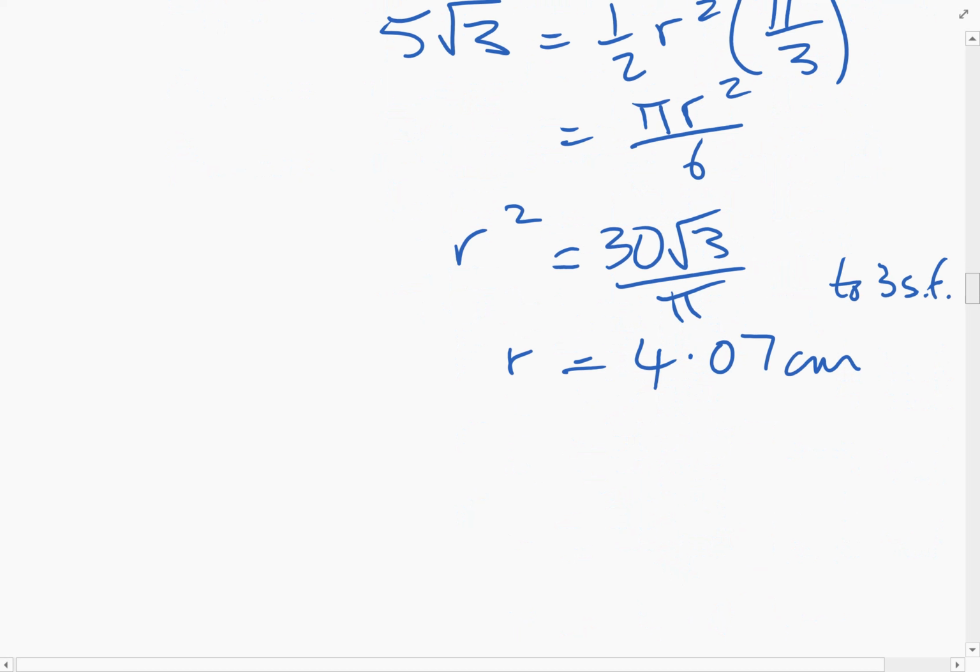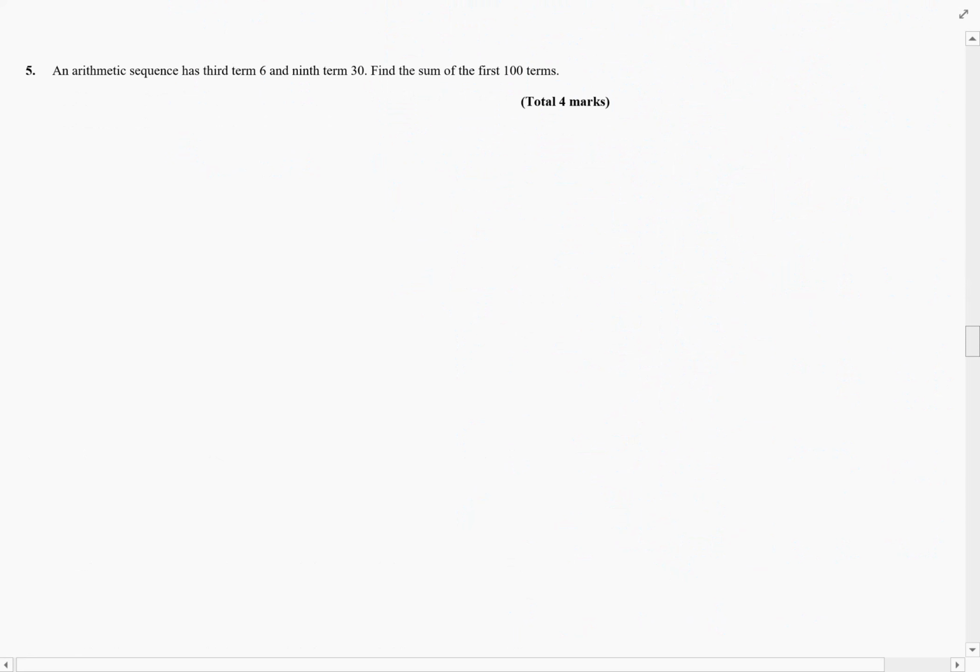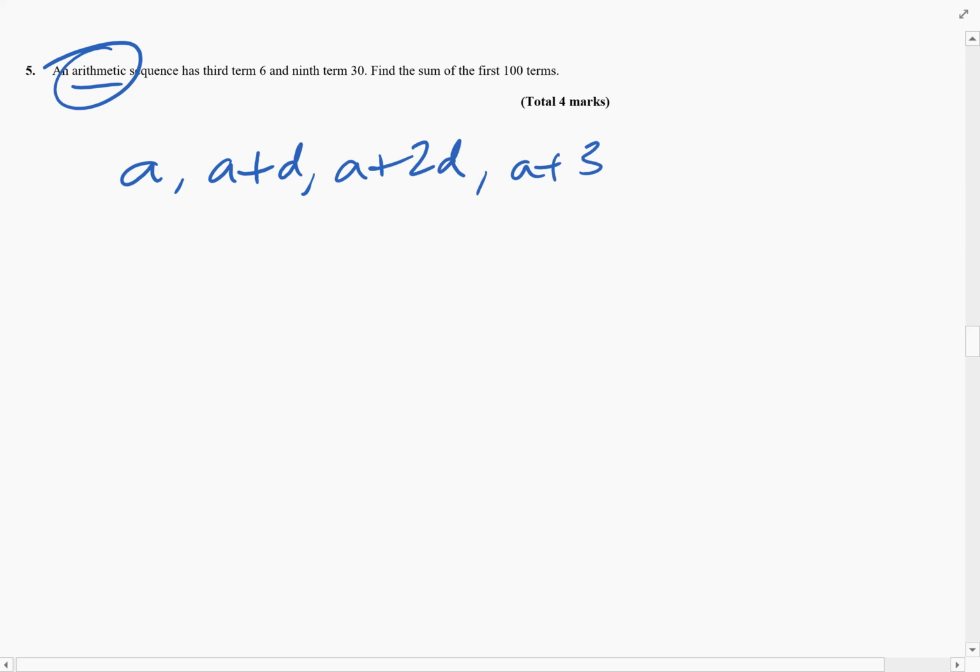Next question, number 5. Arithmetic sequence. For arithmetic sequences, I like to write out the terms. So the first term is always a, the second term is a plus d. Next term, always read the question really carefully. Some scripts I marked had done a geometric sequence here. The third term is a plus 2d, the fourth term is a plus 3d, and so on.